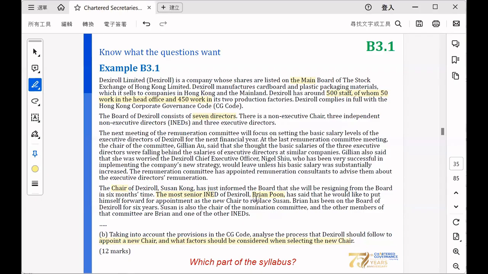There's one more point about this: he is the most senior member in here. He has been with the company for quite a number of years. Can he still be an independent director anymore? So this can raise some discussion on whether he's still qualified as an independent director or not.